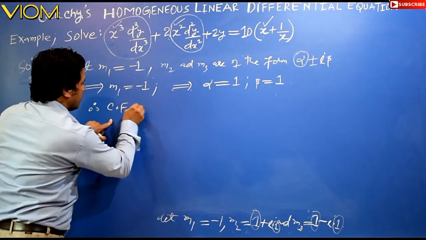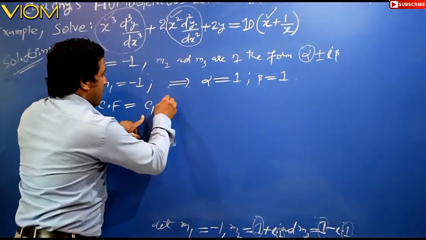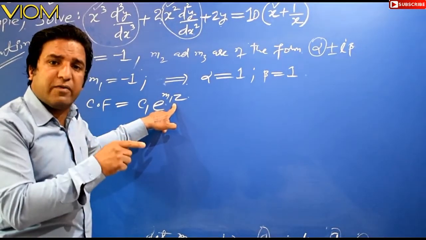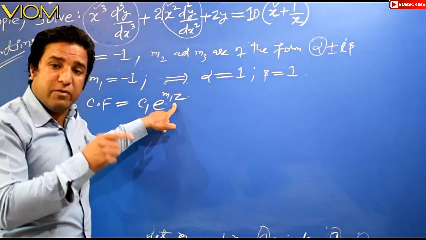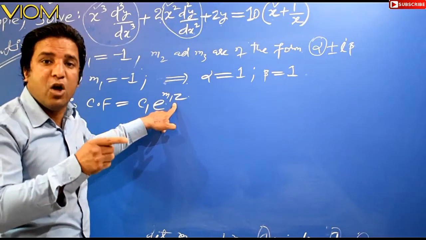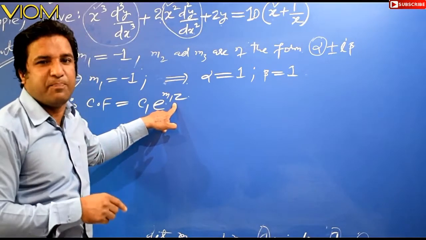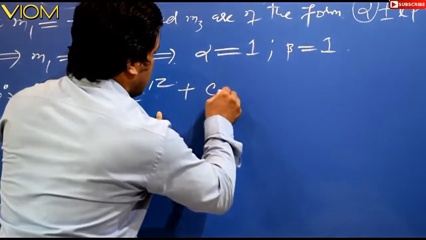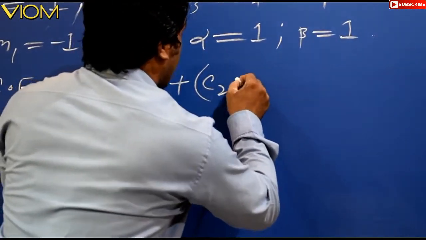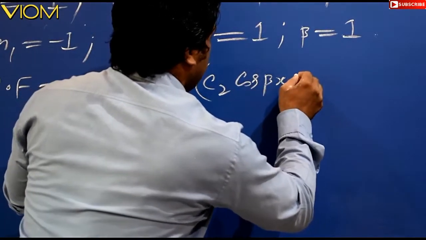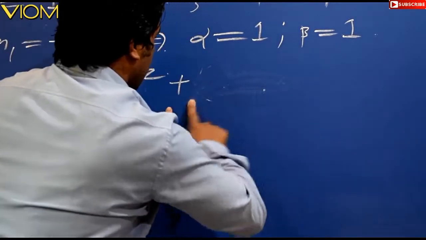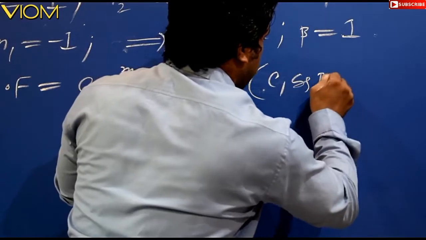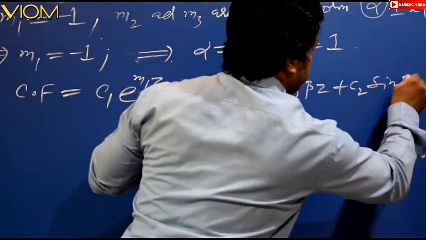Therefore the complementary function is equal to c1 e raised to the power m1 z. Why do I take z? Because in the auxiliary equation, the given linear differential equation with constant coefficients is converted in terms of z. That's why I use the variable z. So this is c1 e raised to m1 z plus e raised to alpha z, c2 cos of beta z plus c3 sin of beta z.